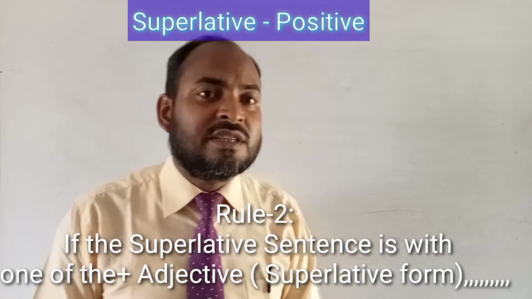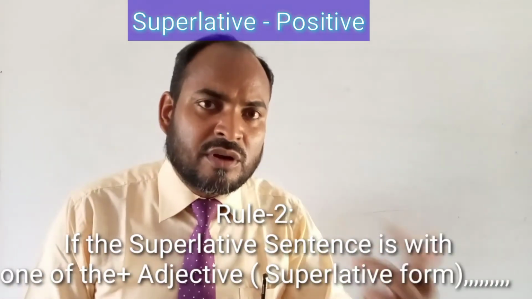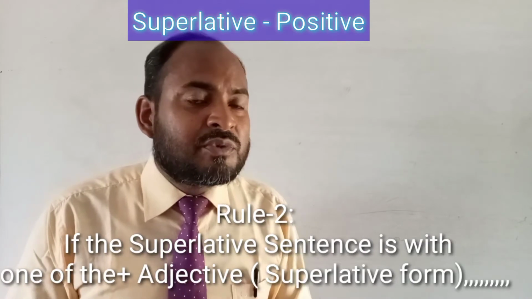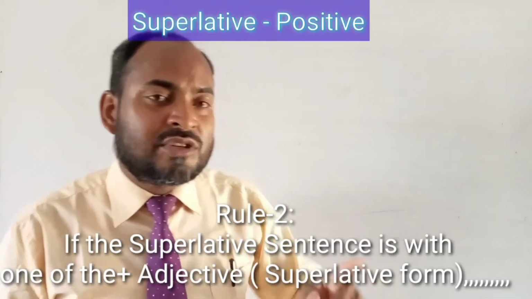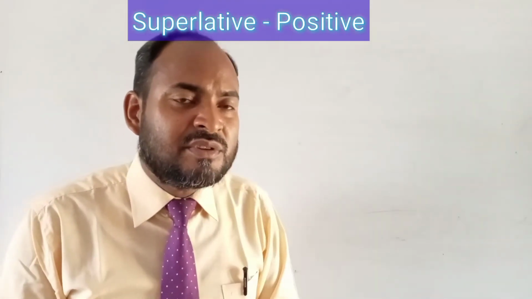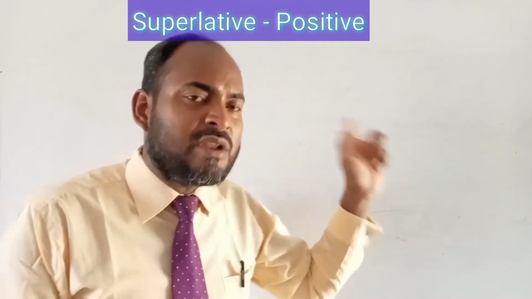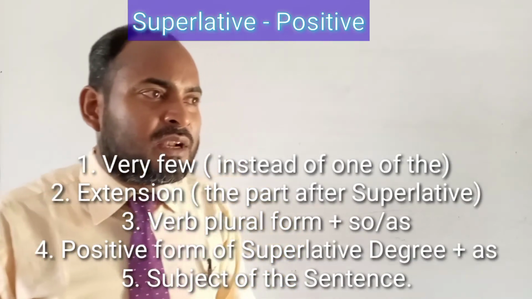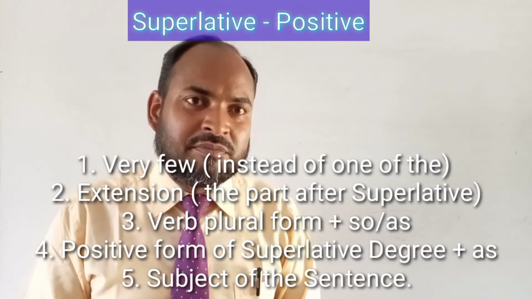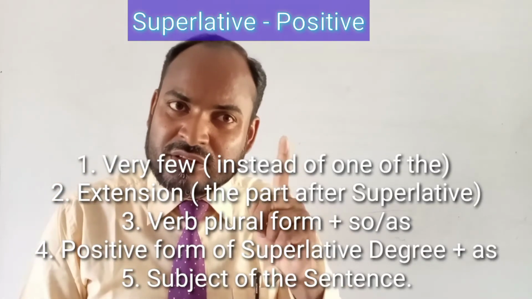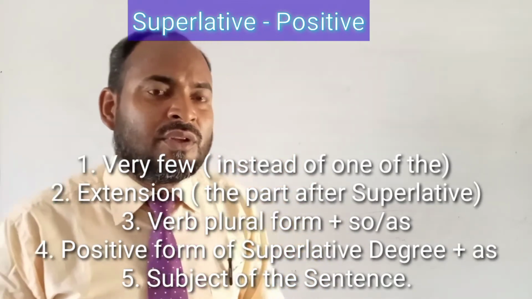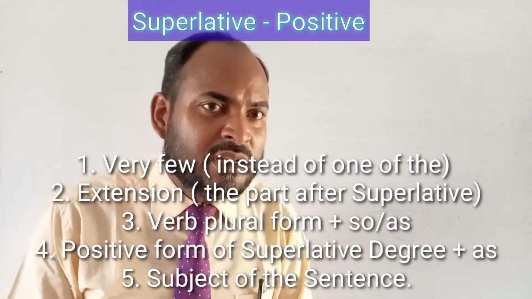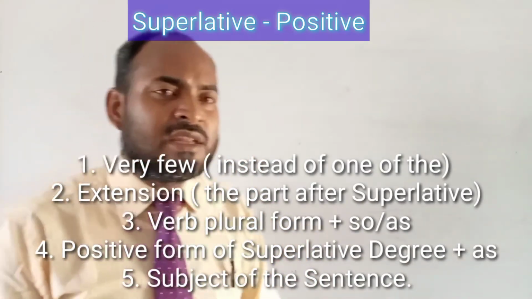If the superlative sentence is with one of the plus adjective or superlative form, my dear learners, in this case, firstly you have to write very few. Okay, for singular we write no other, and this is plural case, so you have to write very few, and then the part after adjective. Okay, and then verb plural form. The sentence is plural, so you have to write verb plural plus so, and then positive form of superlative degree, and then as, and lastly subject of the sentence. Okay, my dear learners. Now let's see an example.